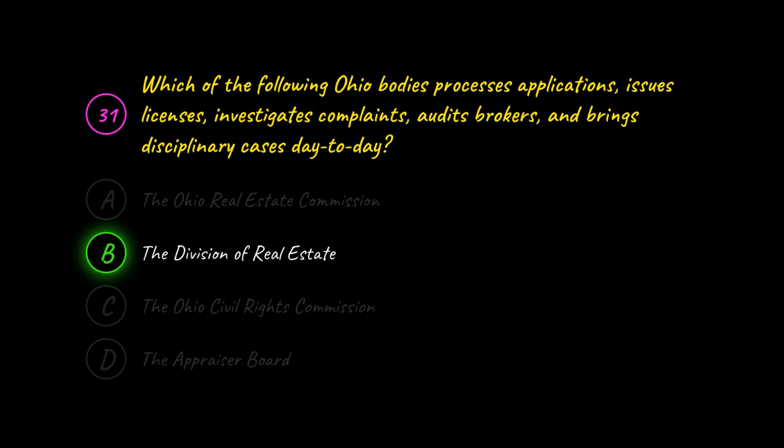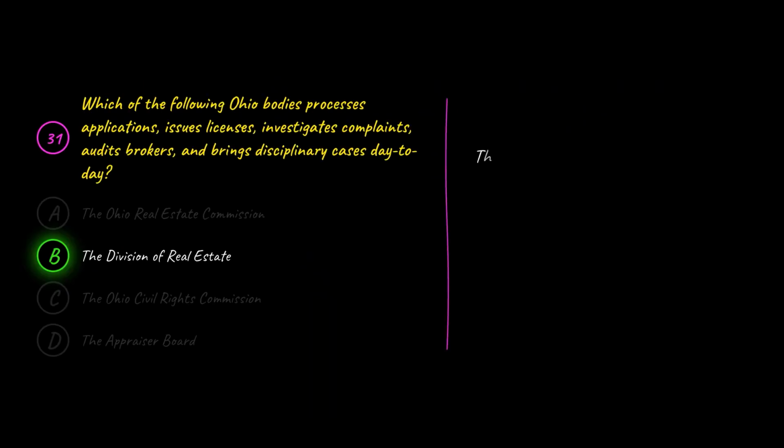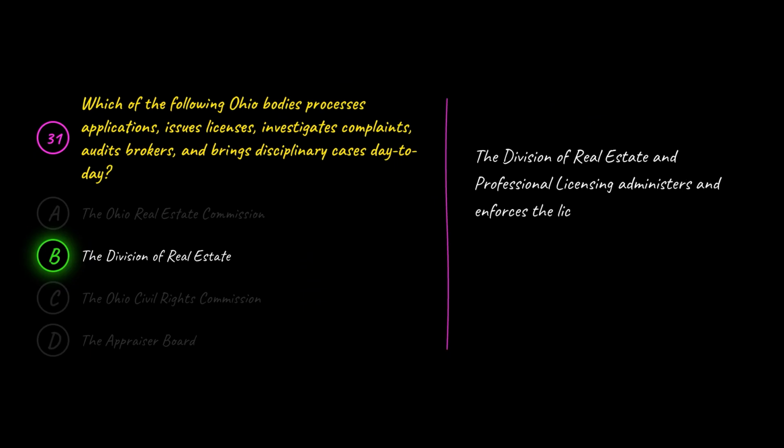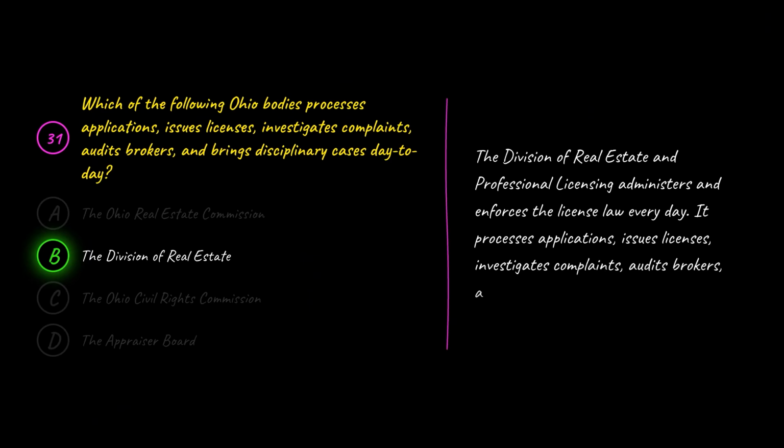The correct answer is B. The Division of Real Estate. B is correct because the Division of Real Estate and Professional Licensing administers and enforces the license law every day. It processes applications, issues licenses, investigates complaints, audits brokers, and prosecutes disciplinary cases through its staff and investigators.